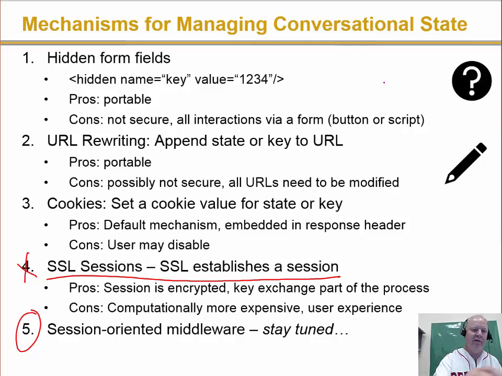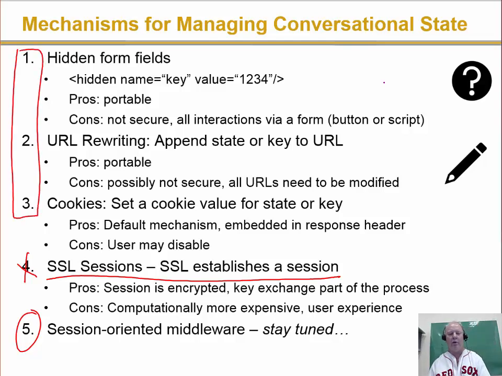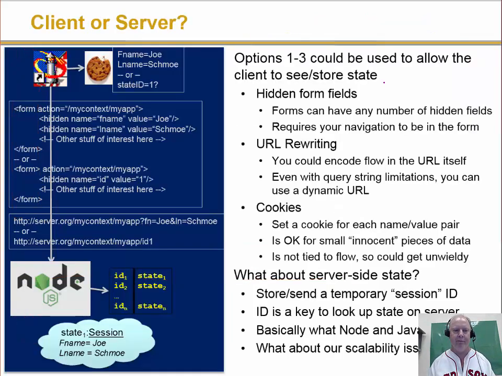The mechanisms that we want to focus on today are these, 1, 2, and 3: hidden form fields, URL rewriting, and cookies, all of which have been around for a long time. The next question we've got to ask is, are we going to store that state on the client or the server?